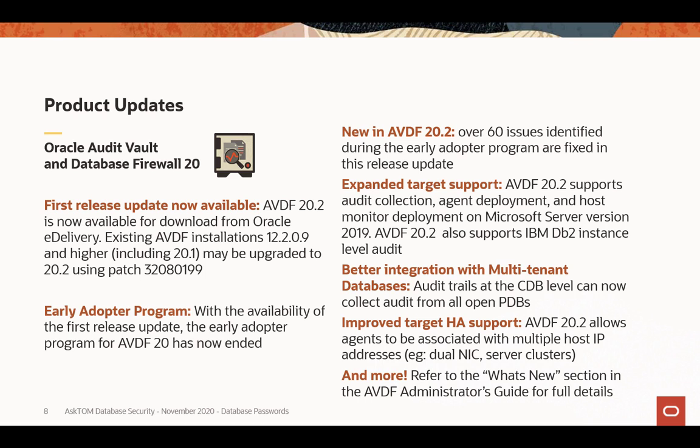We made some improvements to high availability support. We now allow agents to be associated with multiple host IP addresses. This is important in really two use cases. One is where you've got a server that has multiple network interface cards, dual NICs or 3 or 4. Now you can fail over between NICs.